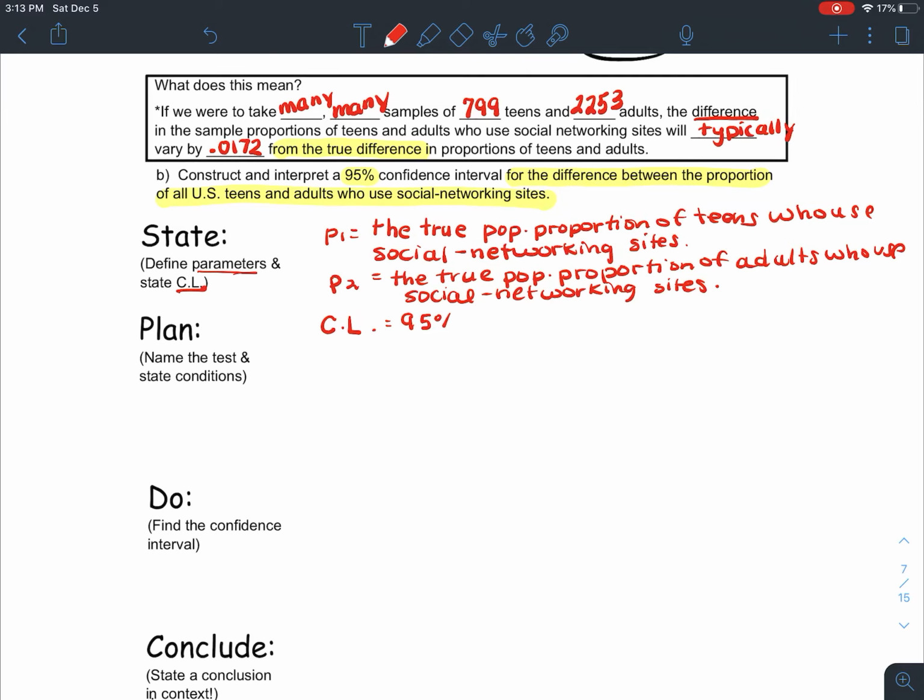They said a 95% confidence interval, so I'm going to state that. And it's always a good idea, in this step, to state what it is that we are trying to estimate. Our confidence interval is supposed to be capturing something. We're looking to capture the difference in these two population proportions.